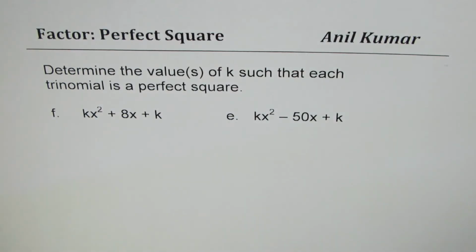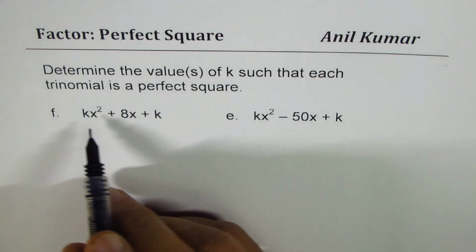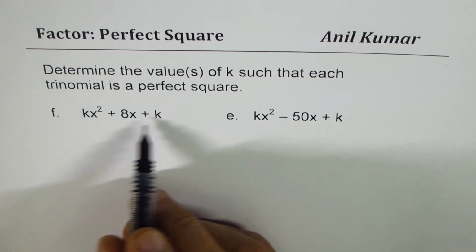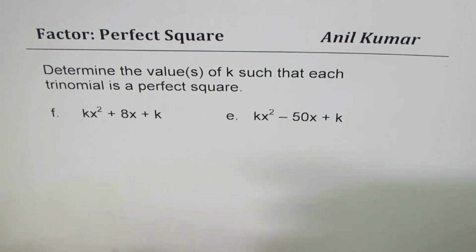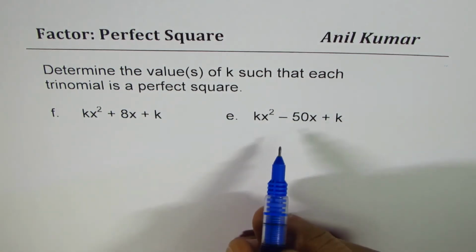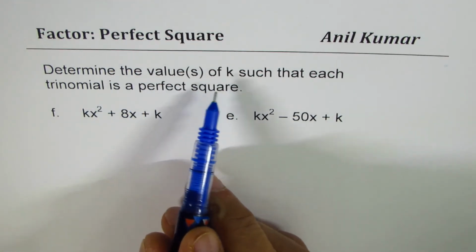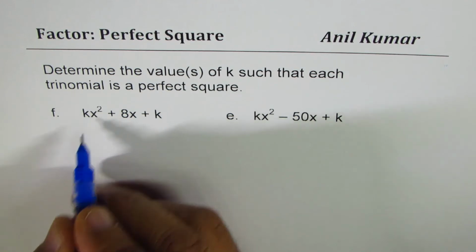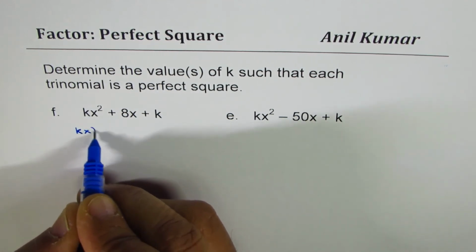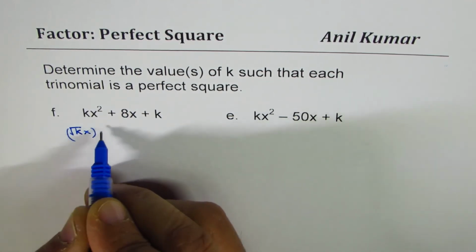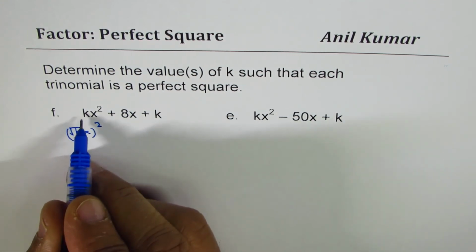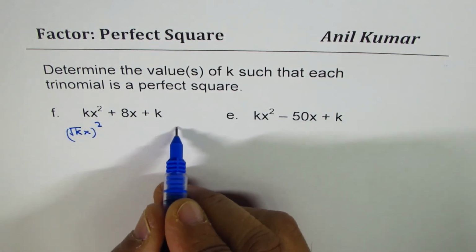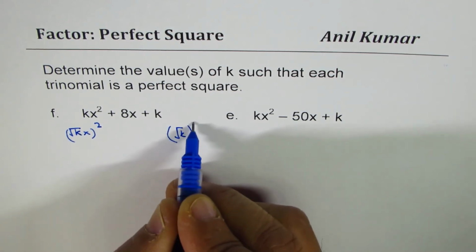We have one more example to go where we have two k's. Okay, one in the constant position, one as a leading coefficient. How do we do these kinds of questions? So the first step is exactly the same. We need to determine the values of k such that each trinomial is a perfect square. So we'll write this as square root kx whole square. Now the square will be k. This is square root k whole square.